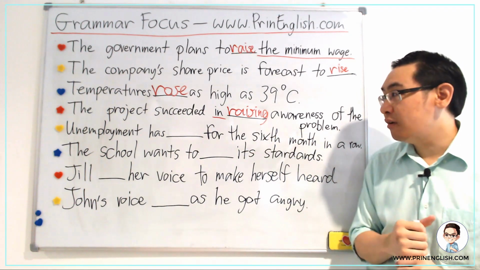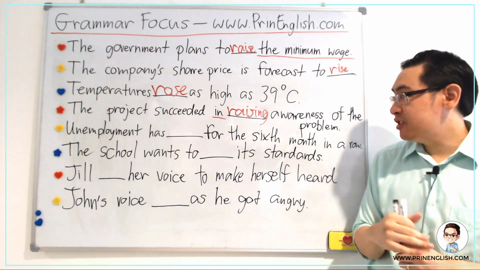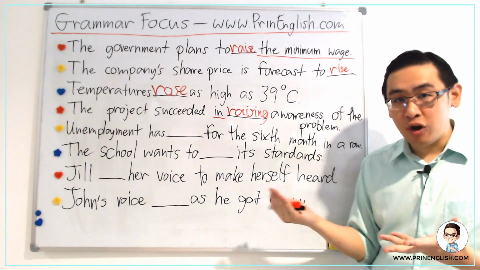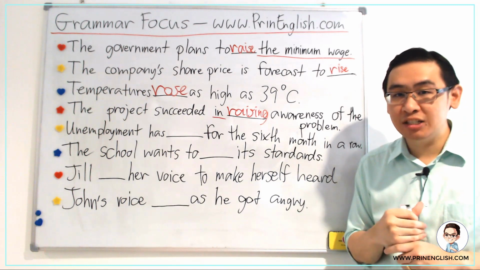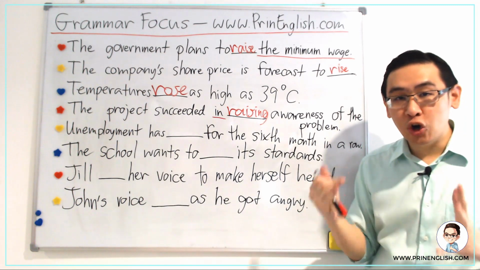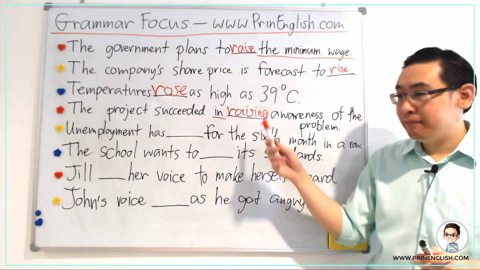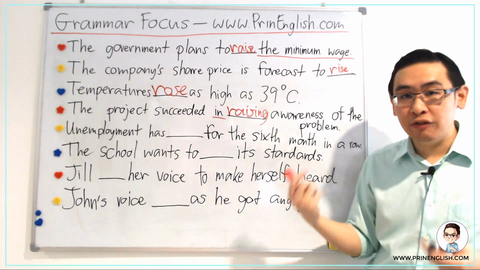So basically the project managed to make people aware, so know about a problem, and they did it successfully. Okay, they succeeded. So that means people are now aware or know about the problem. Now, this one, raising, means increasing. So they're trying to increase the awareness of a problem.